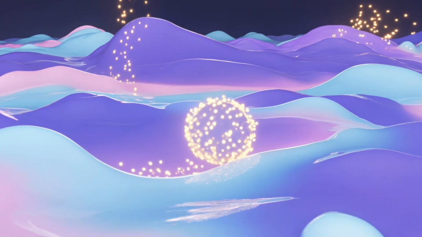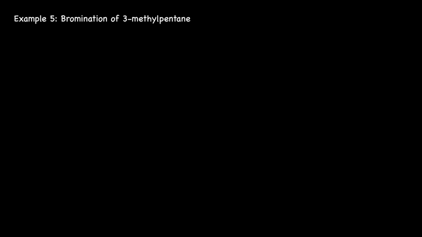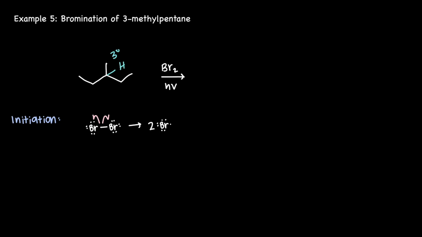Example 5, bromination of 3-methylpentane. For our final example, let's examine 3-methylpentane. As with most bromination reactions, the most stable radical pathway dominates. First, we have the initiation step. Two bromine radicals are formed.